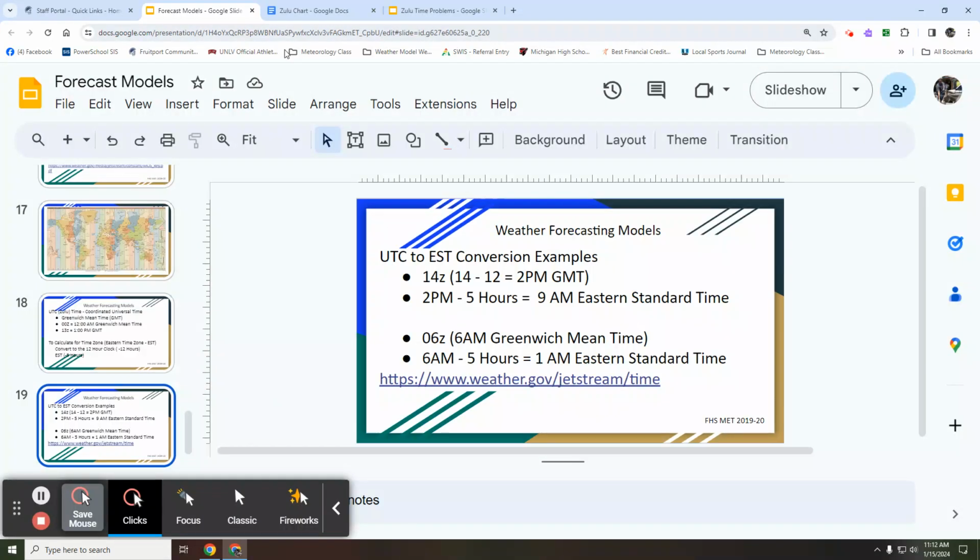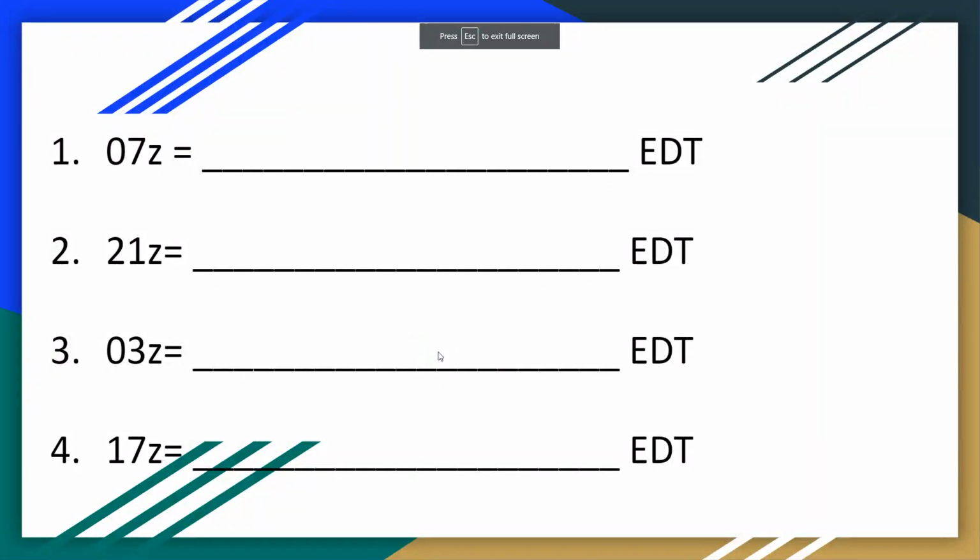Here are a couple more problems to look at. So look at these right here. And what I would do if I were you is pause the video at this time and write these problems down, and then try to do these before I put the answer key up. So again, at this time, pause the video.